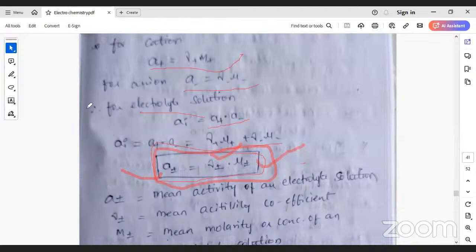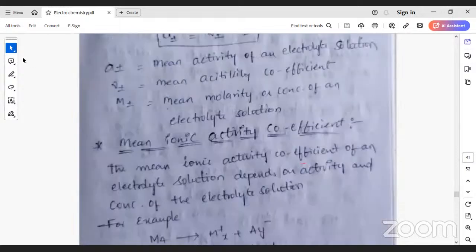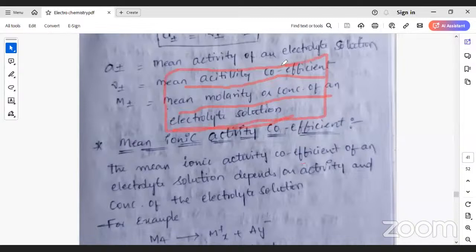Plus or minus means both the ions are considered, and that is denoted with the mean concept. So a plus or minus equals the mean activity of an electrolyte solution, gamma plus or minus equals the mean activity coefficient, and m plus or minus equals the mean molarity or concentration of an electrolyte solution.